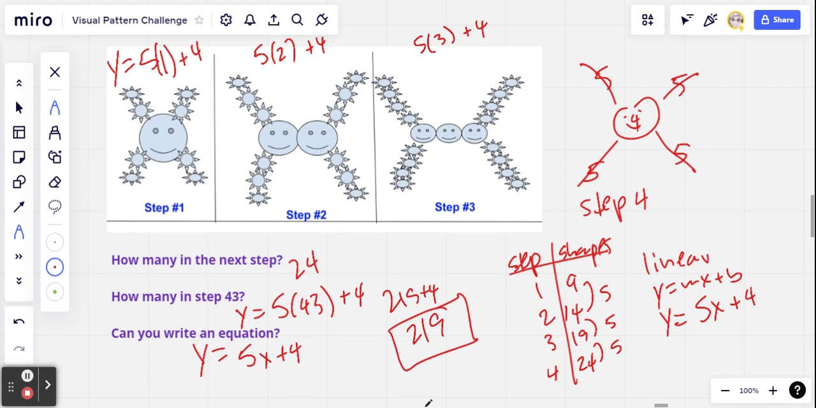Well, how did that one go for you? Did you get 24 for step 4? Did you come up with an equation like this?